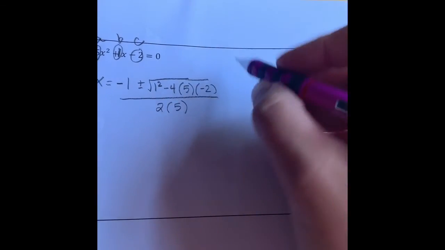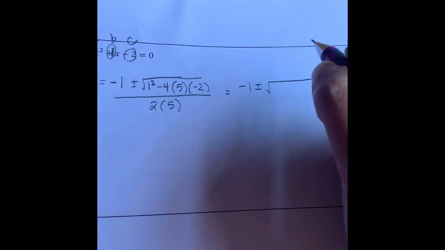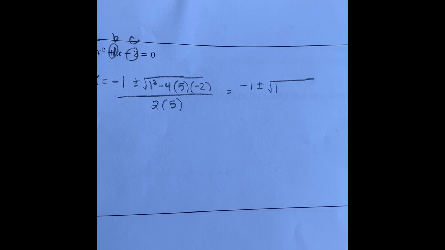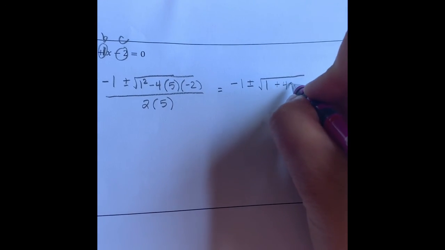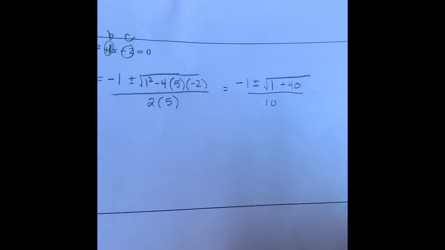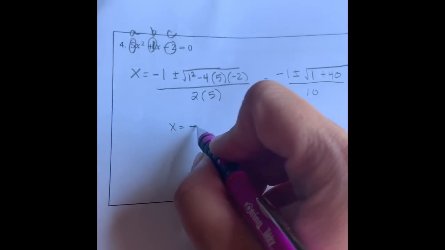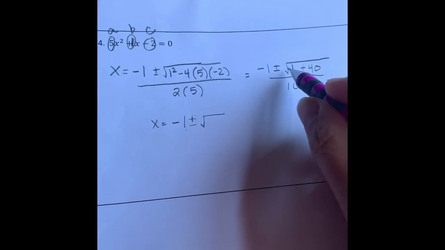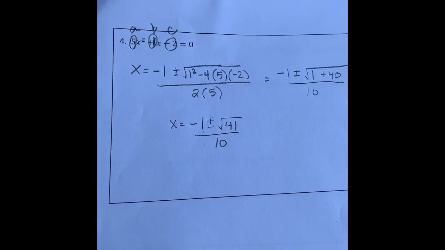So now, simplifying that down, bringing over the negative 1, plus or minus the square root. 1 squared is 1. Negative 4 times 5 times negative 2 is a positive 40. And that's all going to be divided by 2 times 5, which is 10. So let's see, I have x equals negative 1 plus or minus the square root. 1 plus 40 is 41, and that's going to be divided by 10.